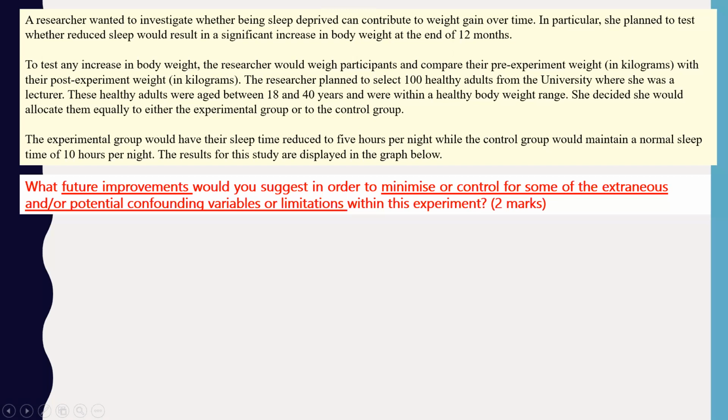Just jot down 2 future improvements you'd make to the study to fix the problems in the previous slide. And your time starts now.